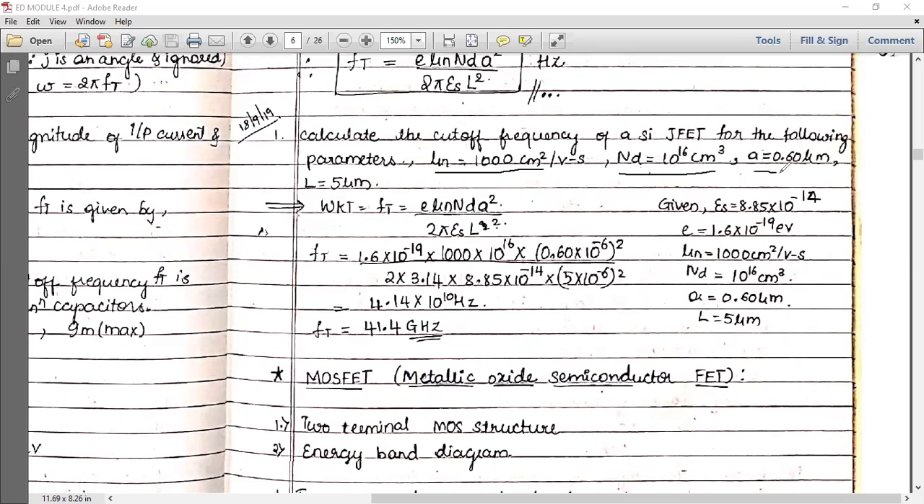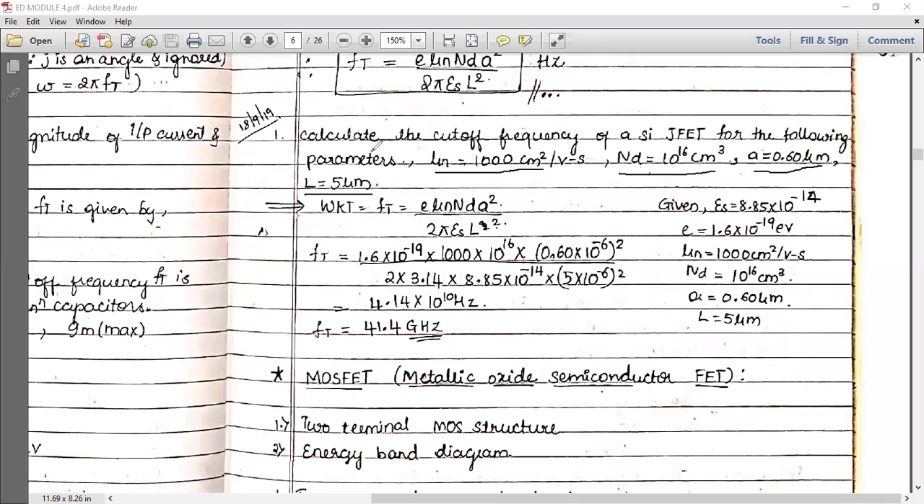Next, A equals 0.40 micrometer. Now change this value: A equals 0.40 micrometer. Length, capital L, equals 4 micrometer. So L should take 4 micrometer. Then choose A as 0.40 micrometer. Only these two values have changed.